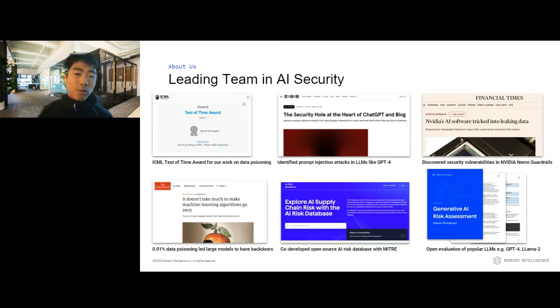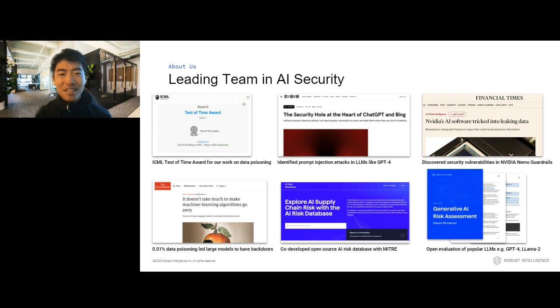We have a strong team in AI security. We've been doing a lot of work on AI red teaming and attacking AI systems. One of our researchers was awarded last year's ICML Test of Time Award. ICML is a premier AI conference. We also have researchers who identified vulnerabilities in LLMs like GPT-4, which was featured in Wired. We also found security vulnerabilities in NVIDIA's NeMo Guardrails framework, which was featured in the Financial Times.